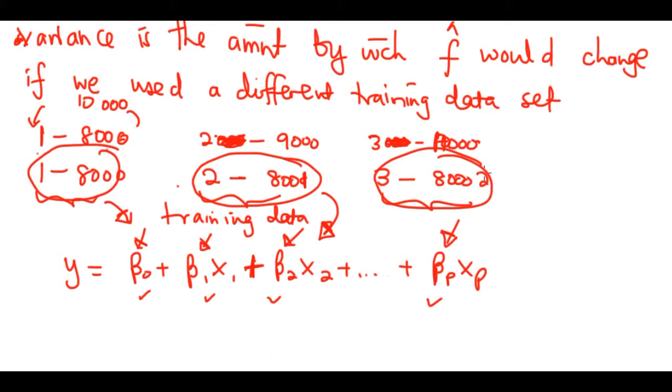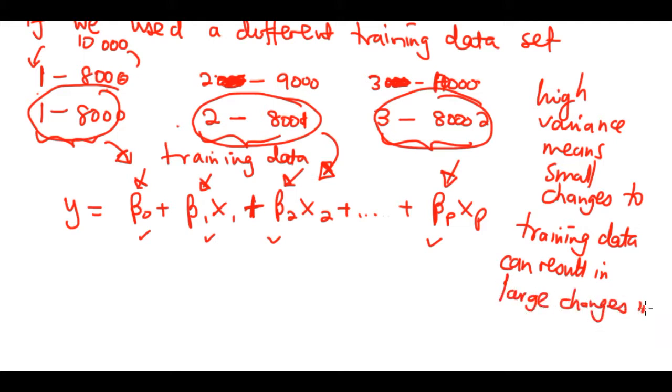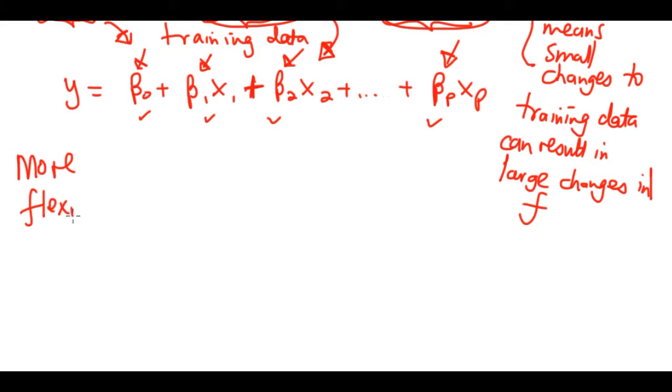So what does high variance mean now? High variance means small changes to our training data can result in large changes in f hat. Because this is what we call high variance. Any small change in the training data can result in large changes in f hat. So generally, more flexible methods have higher variance. This is important to take note of: the more flexible the method, the higher the variance.